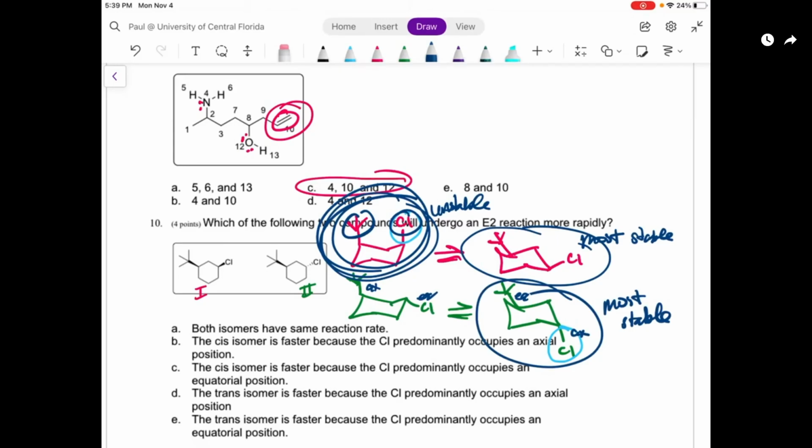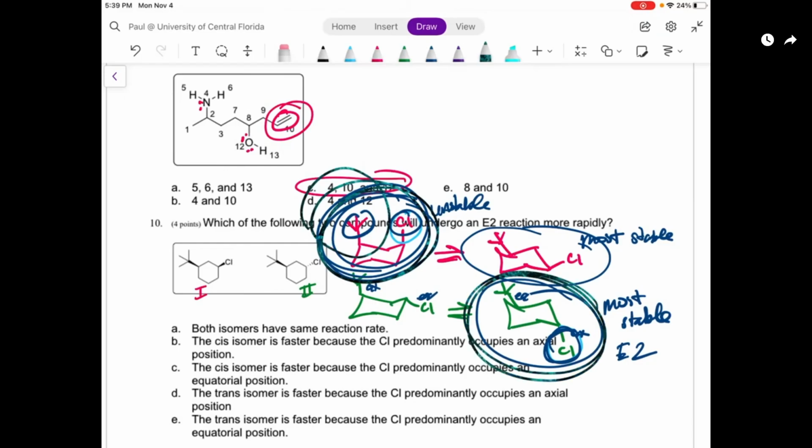And because that's the most stable, and the chlorine is in an axial position, now it can do an E2 reaction. And so when you compare this guy and this guy, you can clearly see that the green one is going to have the chlorine in the axial position, and it's the most stable chair. So that would undergo the reaction the fastest. And so that would leave us with answer choice D.